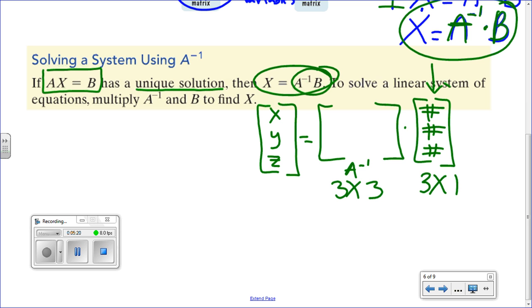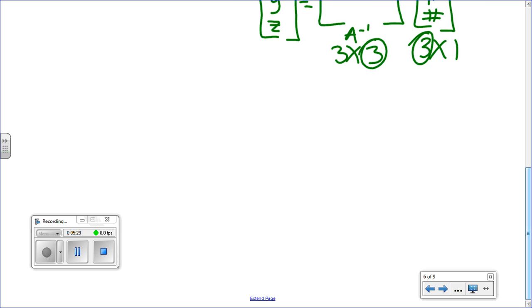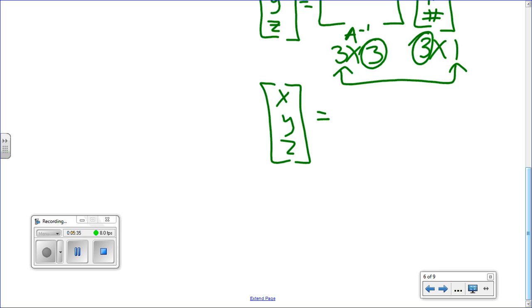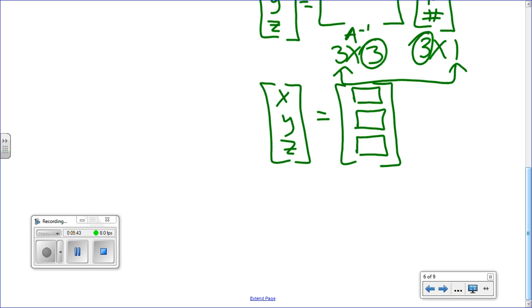So can we multiply these two matrices? Yes, these two numbers are the same. And the resultant matrix is going to be of what dimensions? 3 by 1, right? The numbers on the outside. So we're going to have here something that will say x, y, and z is equal to, how many numbers are we going to get here? 3 by 1, so 3 rows, 1 column. And so the numbers that we obtain from there, those will be the solutions for x, y, and z.